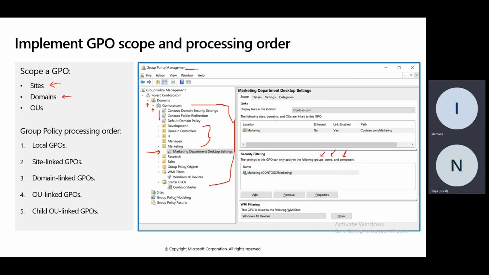So look at the site. You can see that there's a group policy modeling in the site. So any policy here will affect this site. This policy is now an OU policy, organizational unit, within marketing. Do you understand? That's why you have to make sure you are looking carefully.